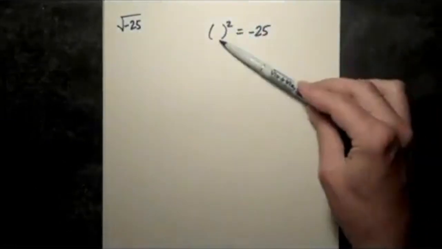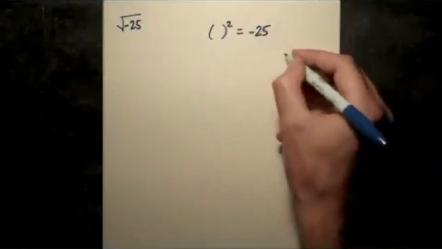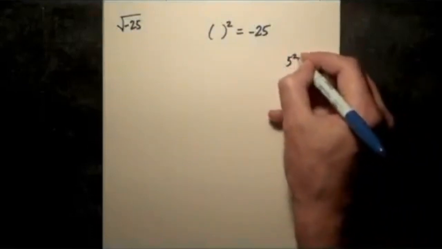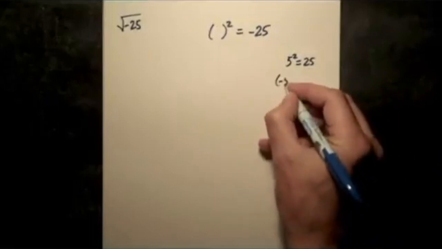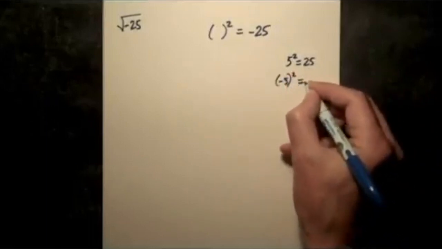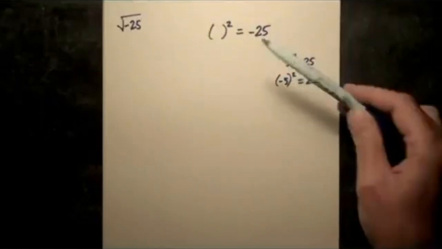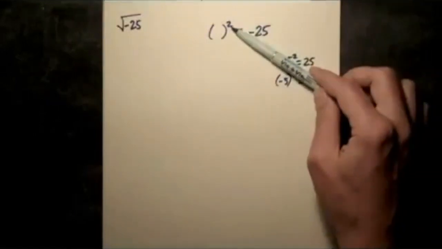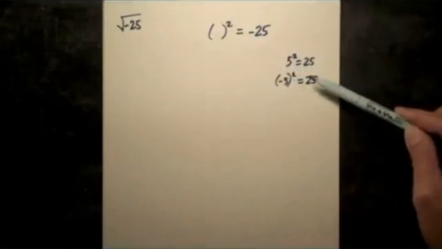We ask ourselves, what squared is equal to negative 25? Well, we know 5 squared is positive 25. And negative 5 squared is also positive 25. We're going to get a problem here because whenever we square something, we either get 2 positives or 2 negatives. And either way, we end up with a positive number over here.